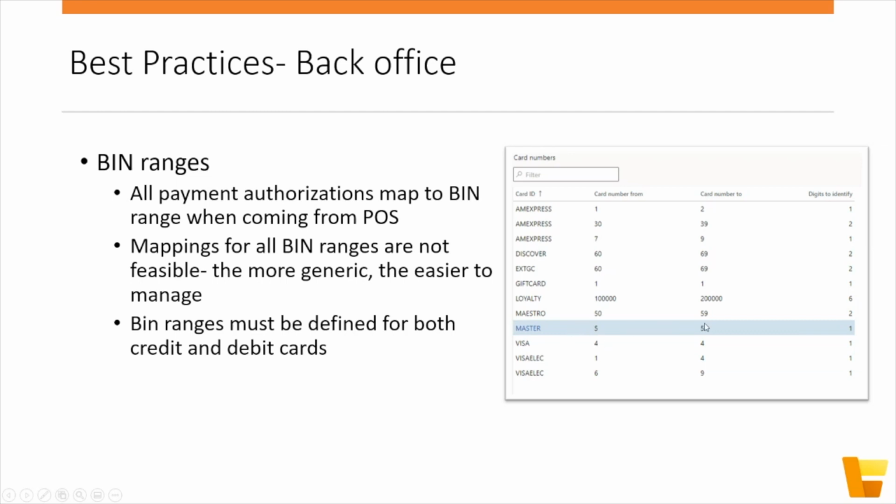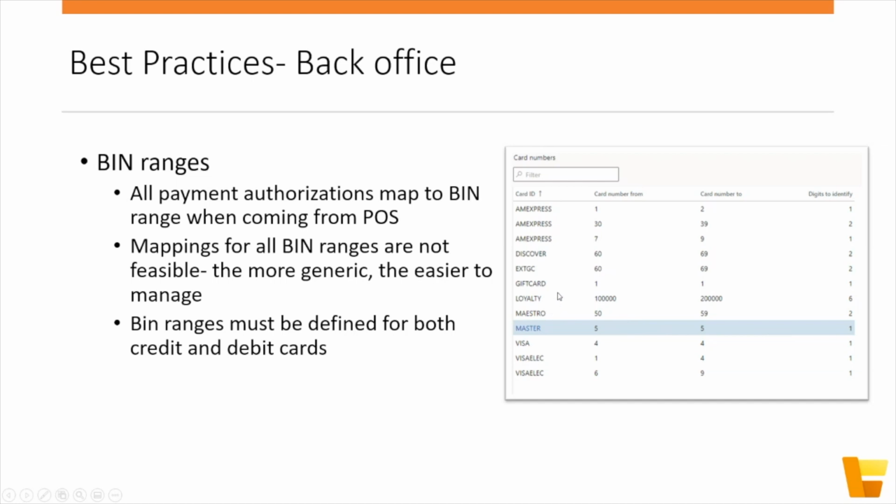If I get an authorization response that starts with 5, then I know that authorization response is a MasterCard. If I get a different authorization response that starts with 5, anything from 50 to 59, and it's of type debit, then I'll look for a debit card ID that has that bin range. So you have to have a credit bin range and a debit bin range for things like Master credit and Master debit. That's one thing to keep in mind.